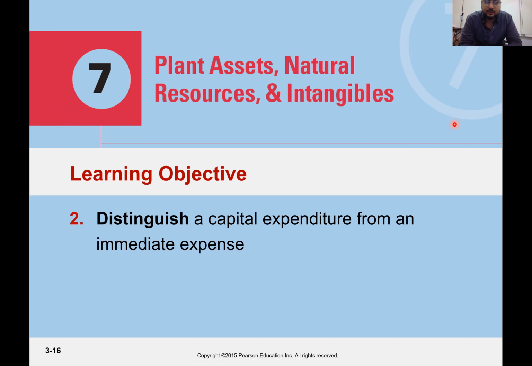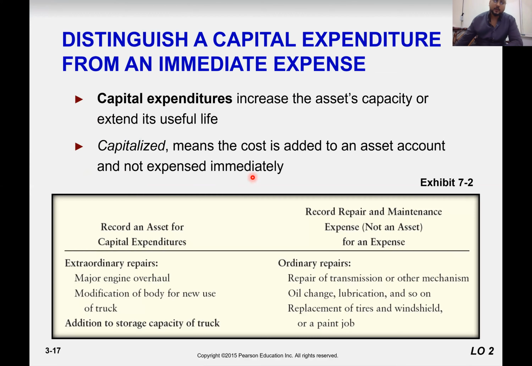So let's distinguish a capital expenditure from an immediate expense. So let's just talk about that. Here we go. So a capital expense or capital expenditure increases the asset's capacity or extends its useful life. So anything that you spend and it increases the asset life for more than 1 year, we call this a capital expense, right?